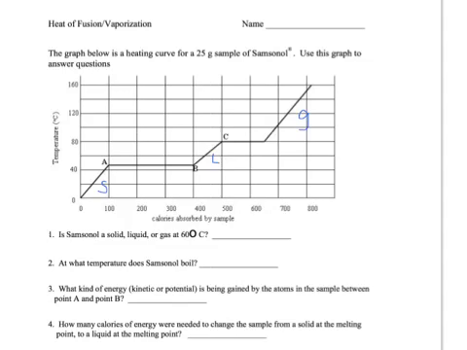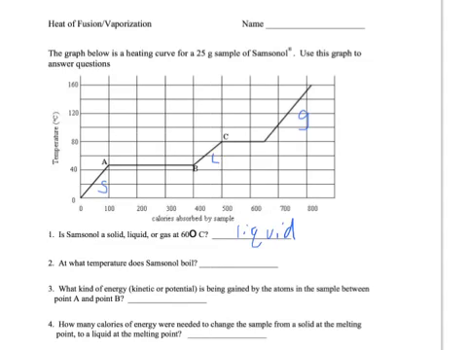Alright, so the first question we have here is: is Samsonol a solid, liquid, or gas at 60 degrees Celsius? So what we want to do is go 0, and this is 40, so we must be counting by 20s. 20, 40, 60, 80. So here's 60, so we're just going to go across to here, and we see, well, it's a liquid there.